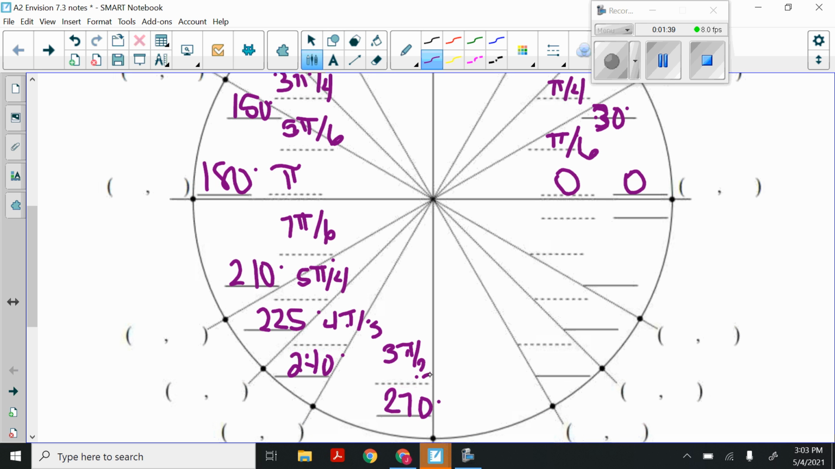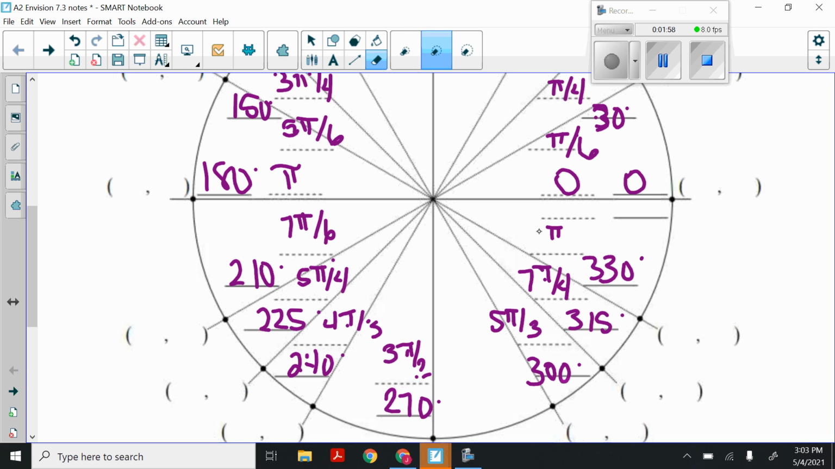And then our fourth quadrant, 300 degrees, which is 5 pi over 3 radians, 315 degrees, which is 7 pi over 4 radians, 330 degrees, which is 11 pi over 6 radians, and 360 degrees, which is 2 pi radians.